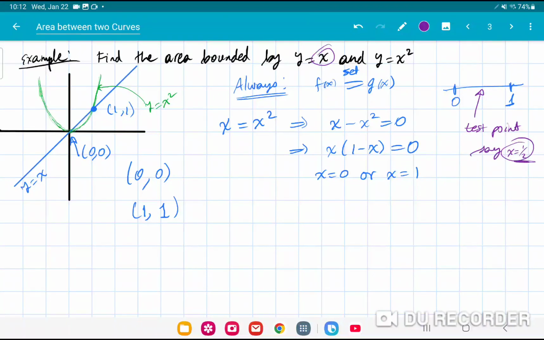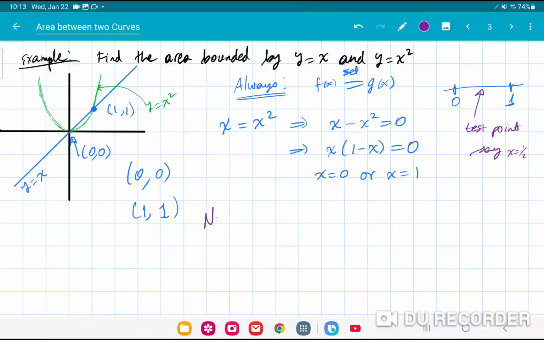On the other hand, if you stick 1/2 in for x in this one, 1/2 squared is 1/4, which is smaller. So the top function should be this one, and this is the bottom function, even if we don't know how to draw the graph of the functions. Okay, it just works out well like that.